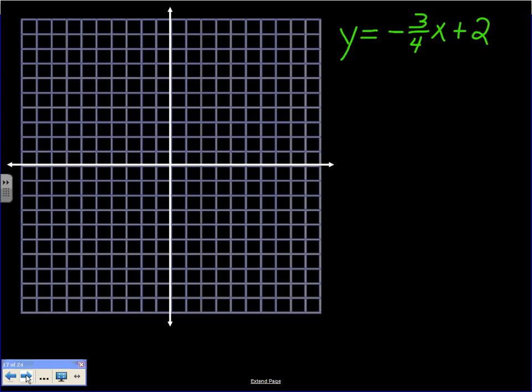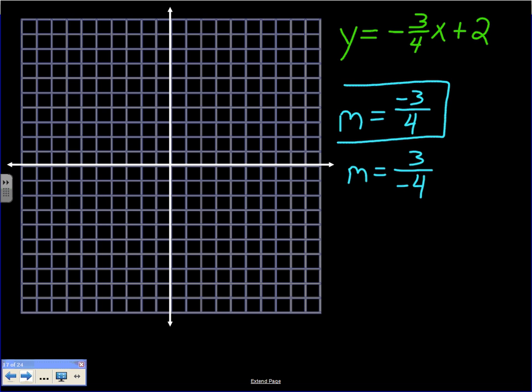In this equation, the slope is -3/4. Now the whole point of this negative sign here is that it has to go with either the 3 or the 4. Because in either case, if you look at the top case here, a negative divided by a positive will give you -3/4. And in the bottom case, a positive divided by a negative will still give you -3/4.